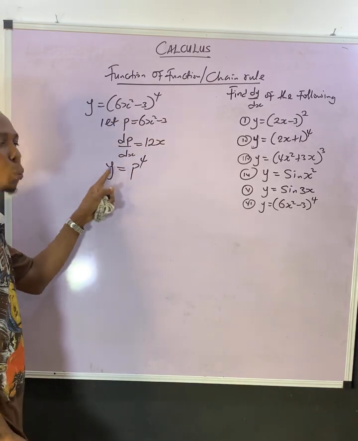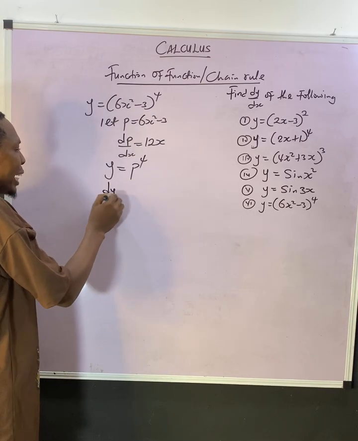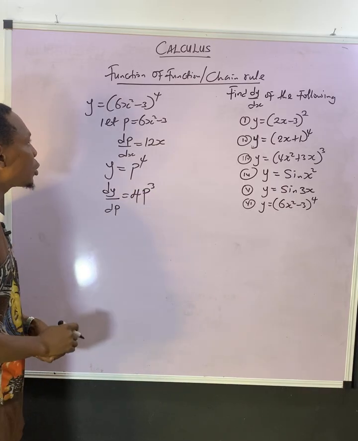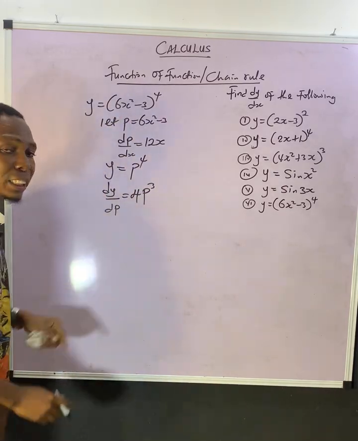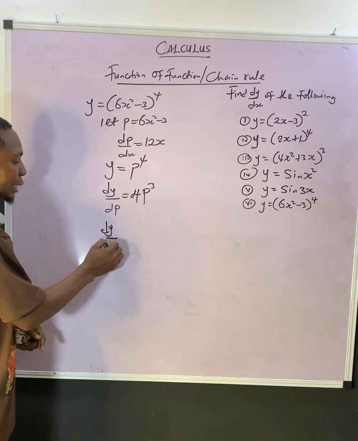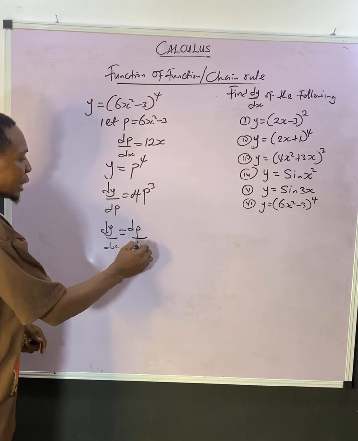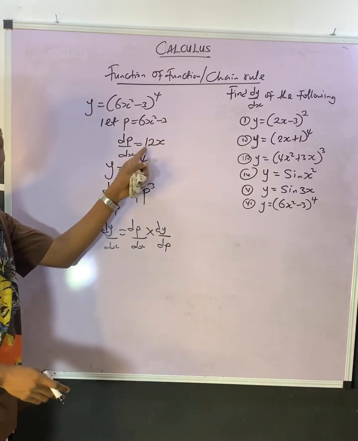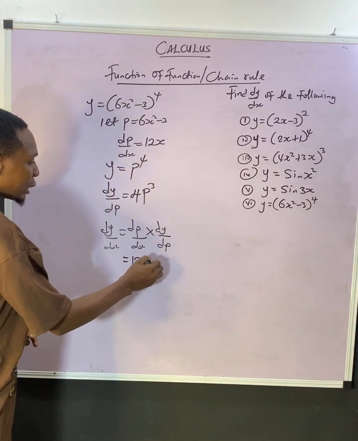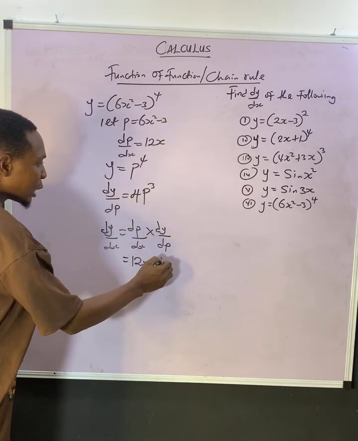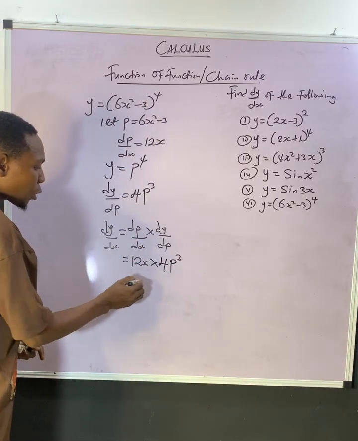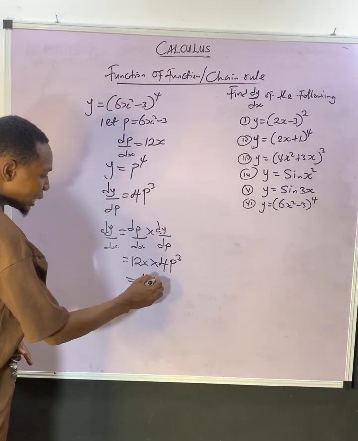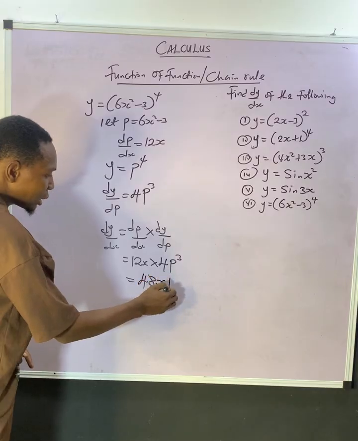We'll differentiate y with respect to p. So dy/dp is 4p cubed. Now to get dy/dx, you multiply these two together. So dy/dx is dp/dx times dy/dp. So dp/dx is 12x, then times dy/dp, which is 4p cubed. So from there, if we multiply this, 4 times 12 is 48. So here we have 48x p cubed.